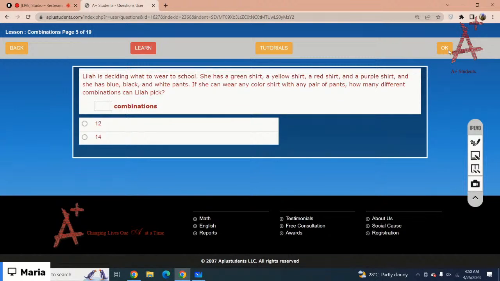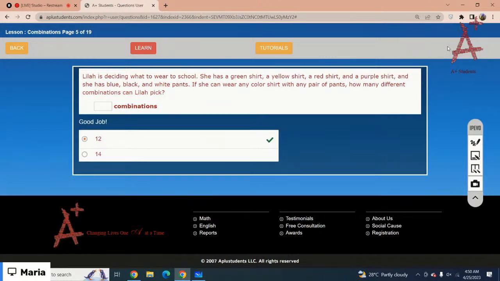So you do 4 times 3. 4 times 3 makes 12. So that means the total combination she has is 12. She has 4 shirts and 3 pants. So that means the total options are 12. Got it?